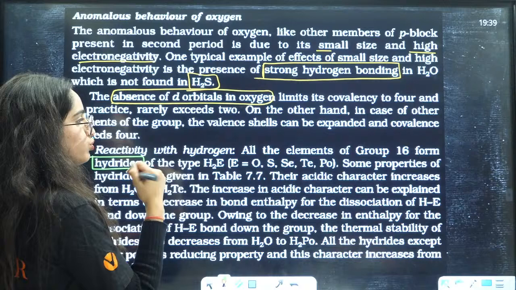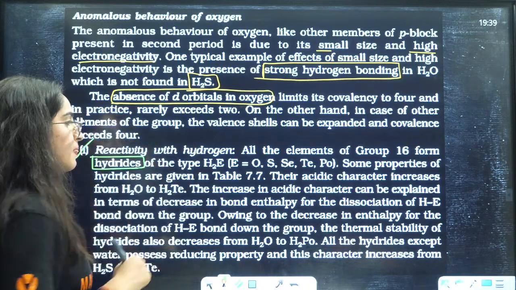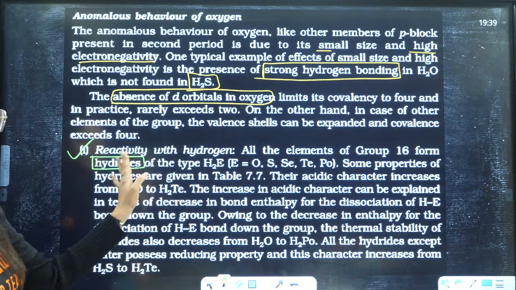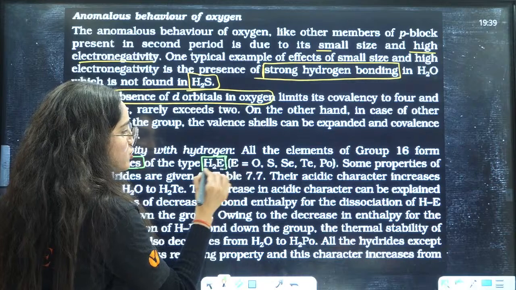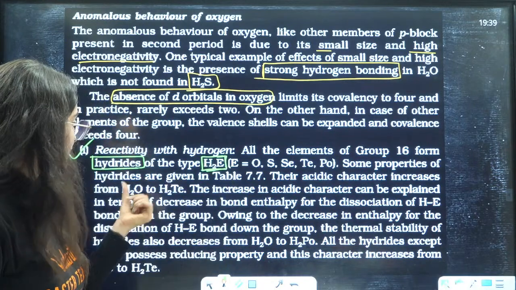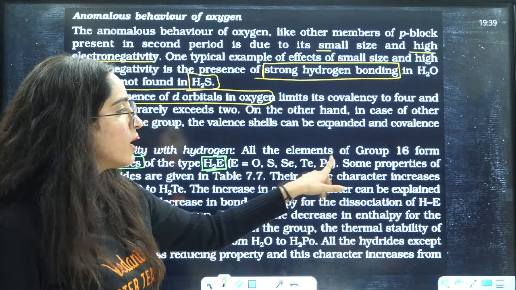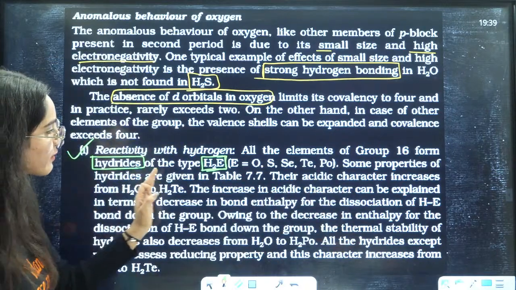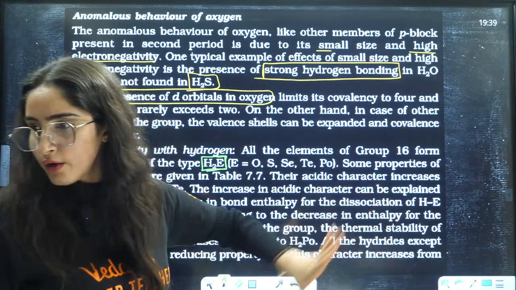+2, right? +2 oxidation state. Okay. Now, all the elements of group 16 form hydrides, which is H2E, right? You have seen H2O, you have seen H2S, H2Se, H2Te, H2Po. Some properties of hydrides are given in table 7.7. The acidic character, now let us see this.